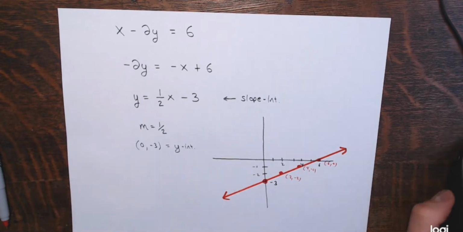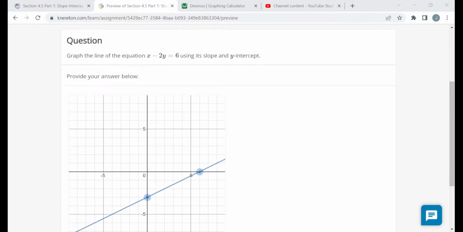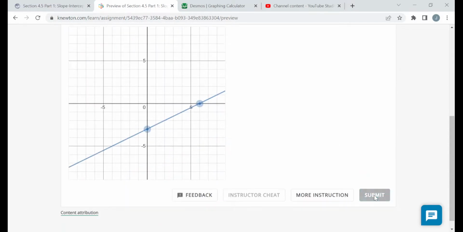So you can do this, or, again, if you're just asked to graph a line, you really only need to know 2 points. So what I did here was plot 2 points, (0, -3) and (6, 0). Just make sure, double check that those actually satisfy the equation, and you should be good.